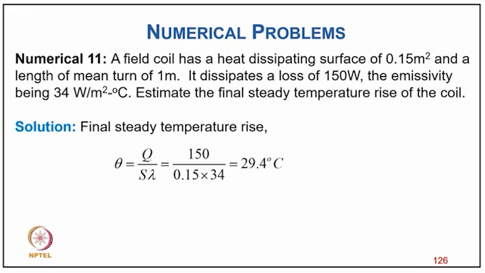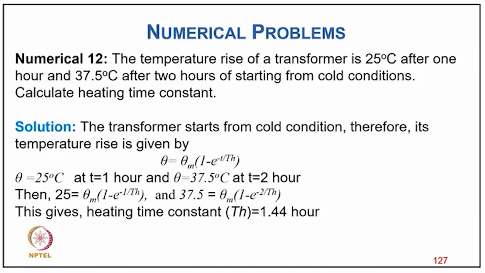Now numerical problem 11. A field coil has a heat dissipating surface of 0.15 meter square and a length of mean turn of 1 meter. It dissipates a loss of 150 watt, with an emissivity of 34 watt per meter square Celsius. Estimate the final steady temperature rise of the coil. So the final steady temperature theta equals Q upon S into lambda, that is 150 divided by 0.15 into 34, which comes to 29.4 degrees Celsius.